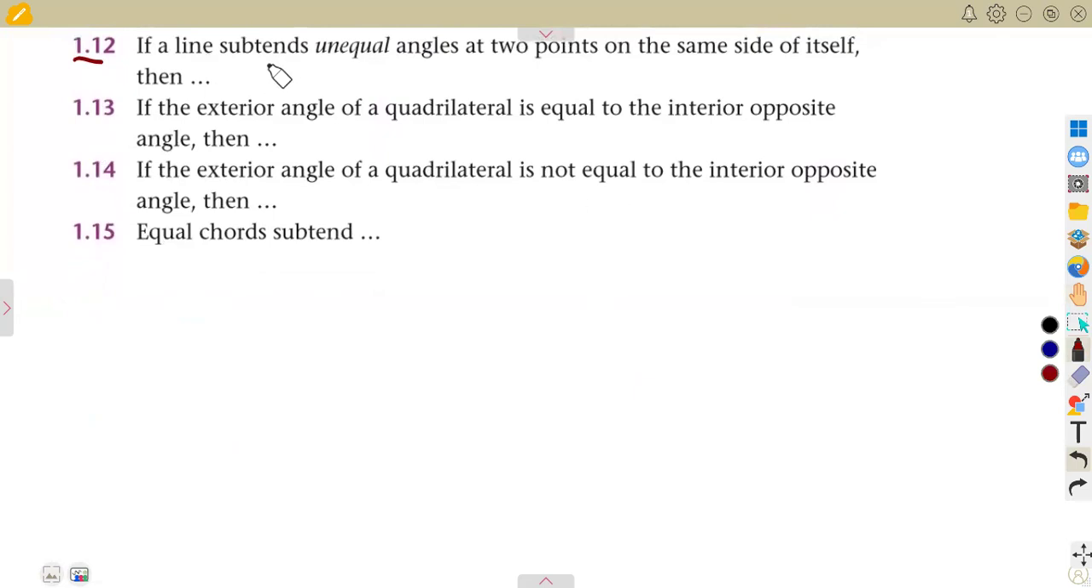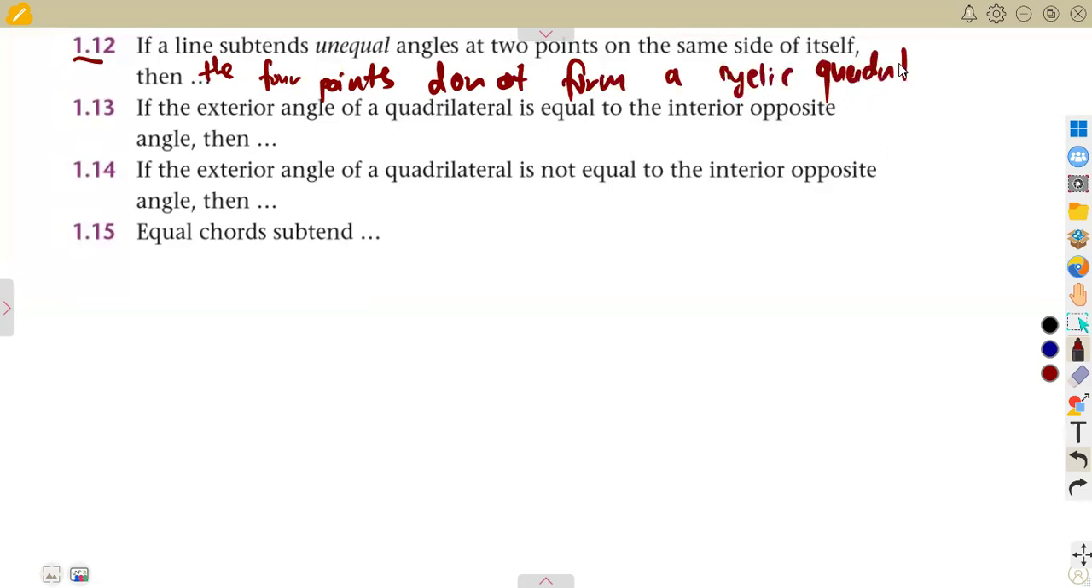1.12: if a line subtends unequal angles at 2 points on the same side of it. All right, so it is just like what we had from the previous case. On this one now, the 4 points do not form a cyclic quadrilateral. So in this case, it won't be a cyclic quadrilateral. So this is what you're going to need on this one.